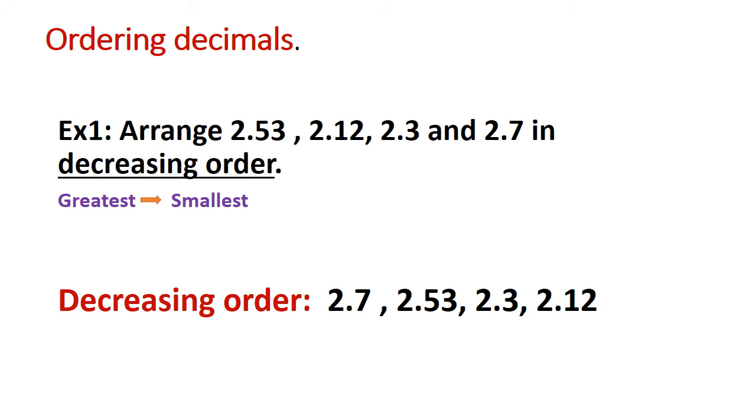If you want to order the numbers in decreasing order, it means you have to start with the greatest number to the smallest number. So teacher has 2.53, 2.12, 2.3, and 2.7. Which one is the greatest? Of course, 2.7 is the greatest. And then the greatest number followed by 2.7 is 2.53. And then 2.3, and then 2.12. So once again, if you want to order in decreasing order, you have to write the numbers from the greatest to the smallest.